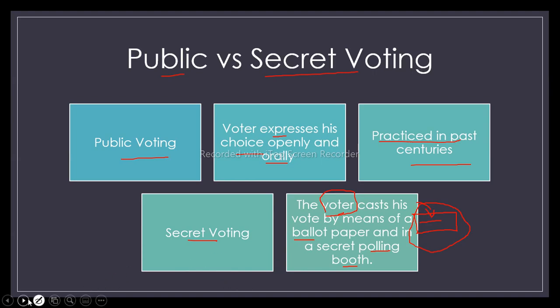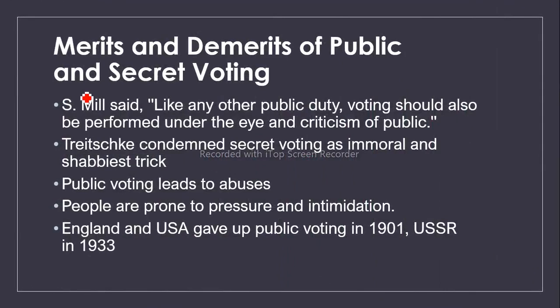It's so easy. Now the next thing is what are the merits and the demerits, the advantages and the disadvantages of public and secret voting. Public voting has been advocated by various philosophers on the grounds that, as J.S. Mill has said, like any other public duty, voting should also be performed under the eye and the criticism of the public. Because voting is a public duty, it should be done openly under the eye.